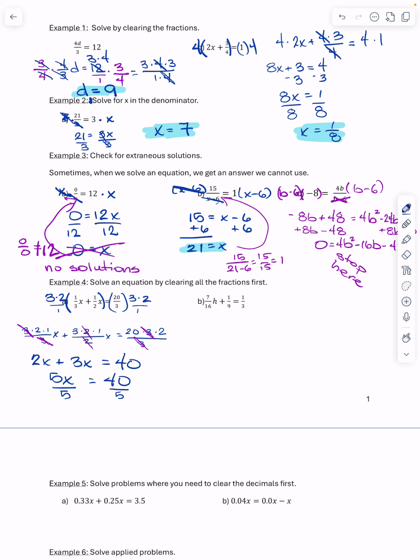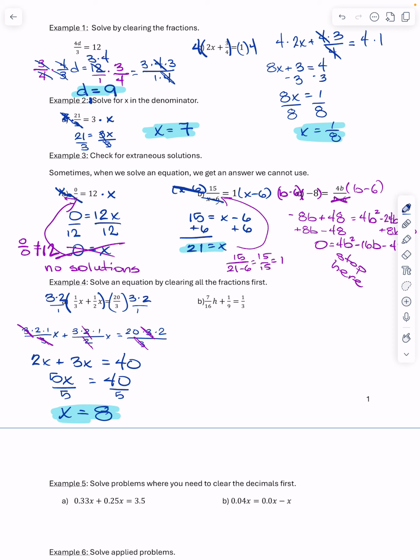And then divide by 5. x equals 8. Notice I don't have any x's in the denominator in this equation, so I'm not worried about checking to make sure 8 works. Can I plug it in and see? Yeah, 8/3 x plus 8/2 x. We can find a common denominator and reduce, and we'll get 20/3.